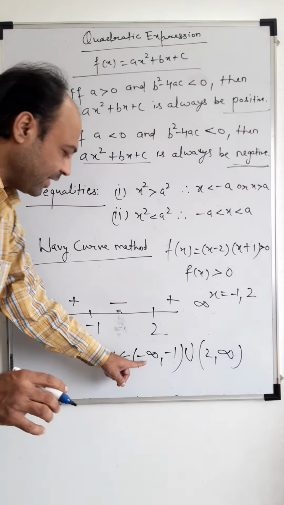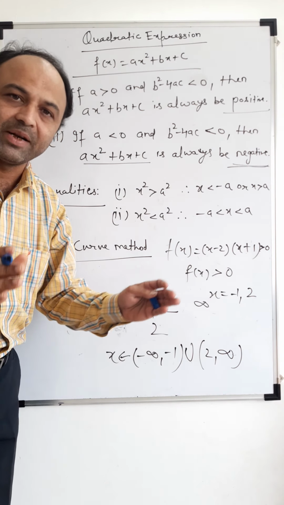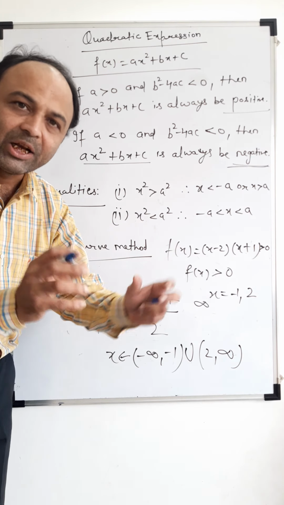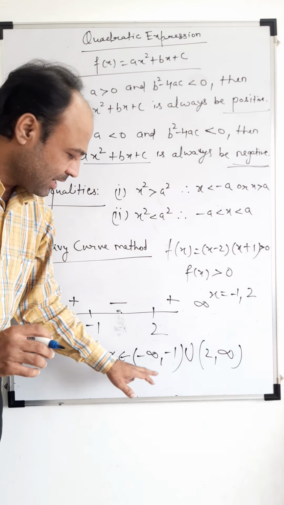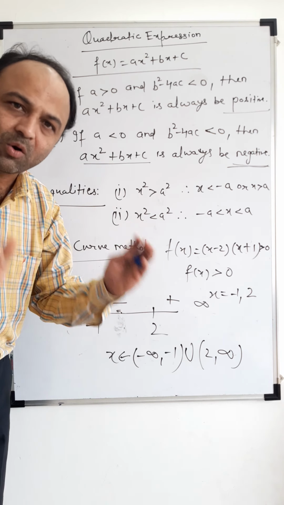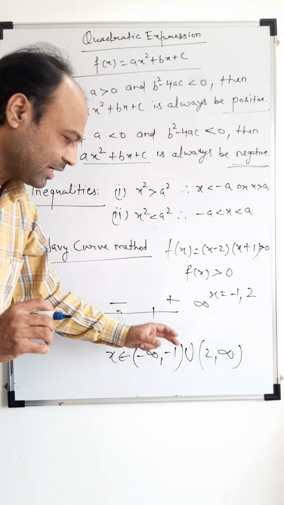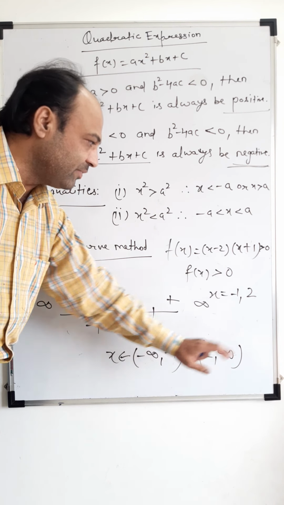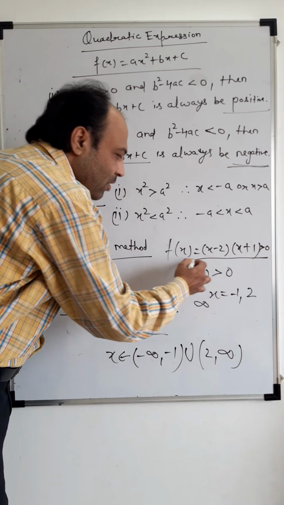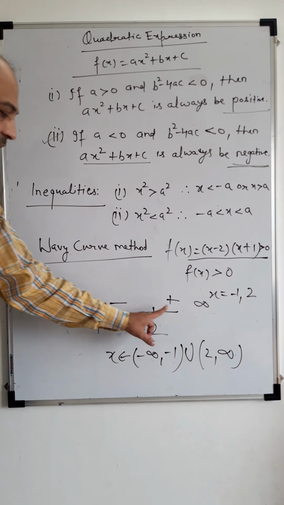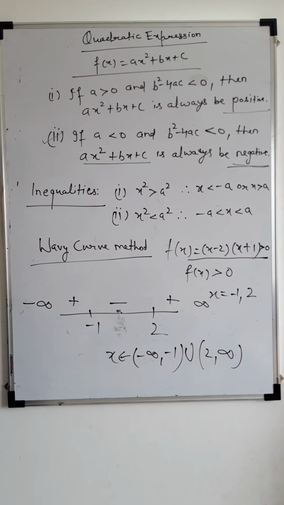And you know infinity, minus infinity and plus infinity is always kept in an open interval, because you cannot include that point. Open is excluding and closed is for including, correct? So x belongs to minus infinity to -1, union 2 to infinity. So the solution of this quadratic expression is this, with the help of the Wavy curve method. This is for an even factor I took.